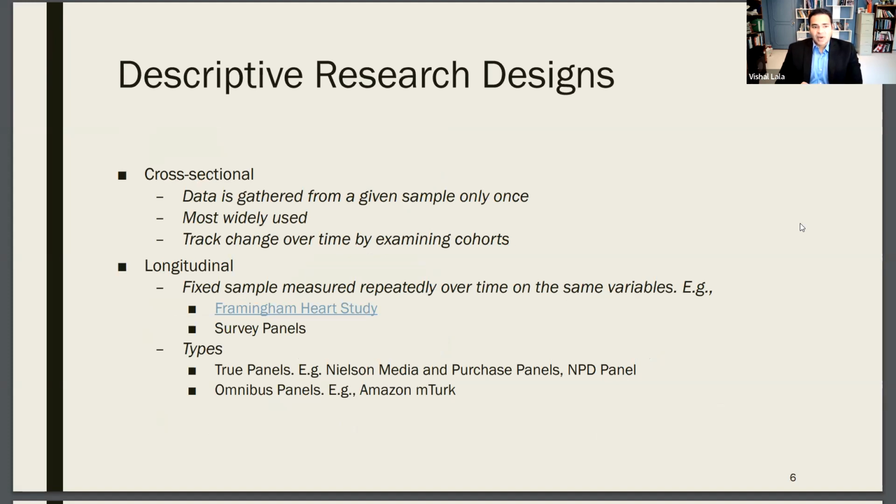Cross-sectional designs are by far the more widely used of the descriptive research designs. In this, data is gathered from a given sample only once. There are, of course, times when you want to know about how things change over time. The solution utilized by cross-sectional researchers is to track change over time by examining cohorts. We'll look at that shortly. In a longitudinal design, the same sample is gauged over time repeatedly.